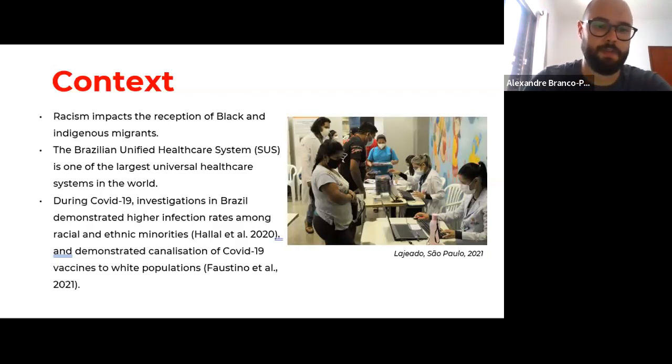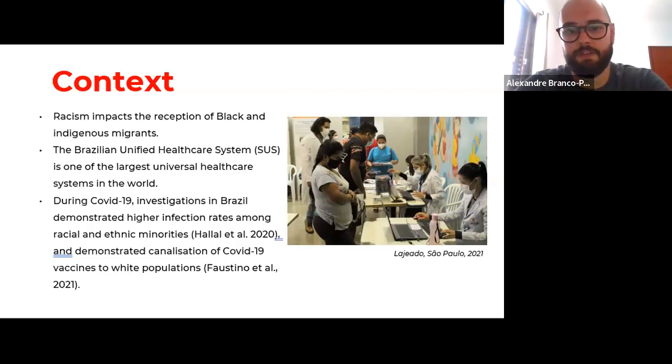It has played a fundamental role during the COVID-19 pandemic, being able to provide health services to a large portion of the population living in Brazil, but it was also put under stress during several moments due to the lack of structural and professional resources to assist the demand created by the pandemic.